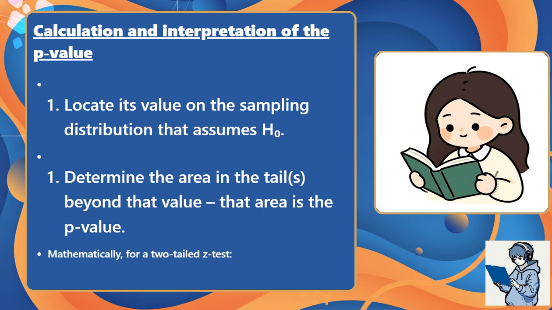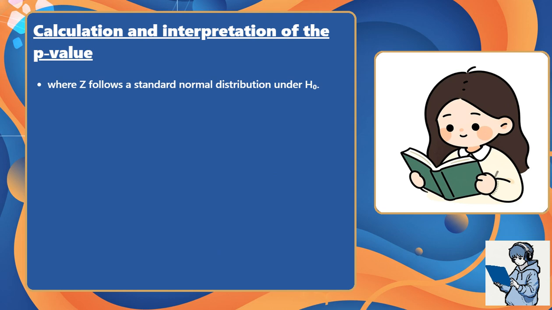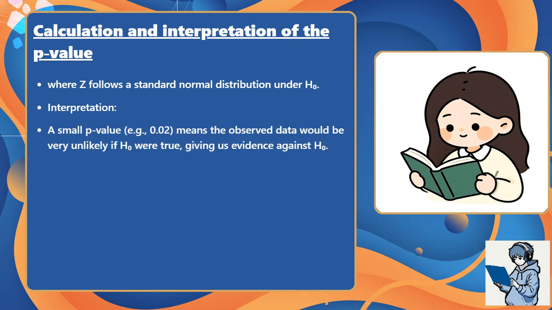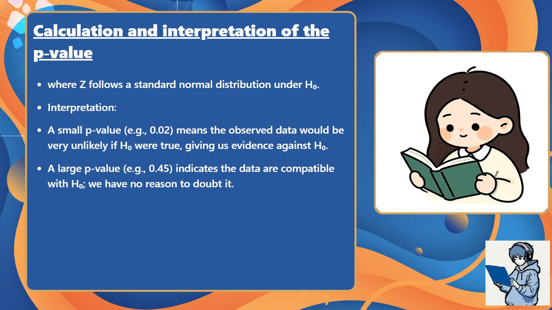That area is the p-value. Mathematically, for a two-tailed z-test, the p-value equals 2 times P(Z greater than or equal to absolute z sub obs), where Z follows a standard normal distribution under H0. Interpretation: a small p-value, for example 0.02, means the observed data would be very unlikely if H0 were true, giving us evidence against H0. A large p-value, for example 0.45, indicates the data are compatible with H0. We have no reason to doubt it.